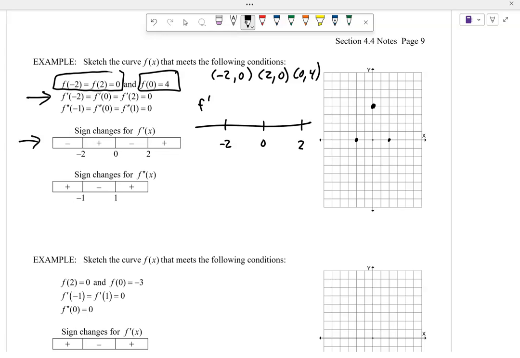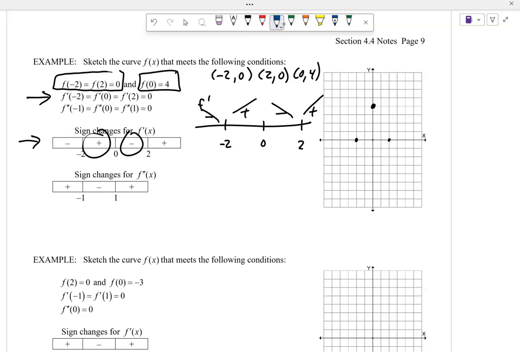And then it gives us the sign changes. So to the left of -2, it's negative, so we're decreasing. And then between -2 and 0, we're increasing. And then between 0 and 2, we're decreasing. And then after 2, f prime is positive, so then we increase. Right? So it's given us the first derivative test.